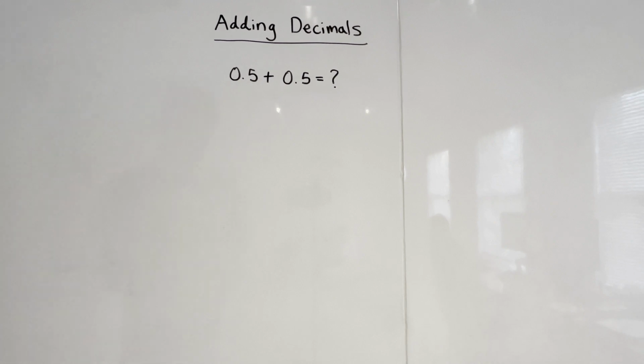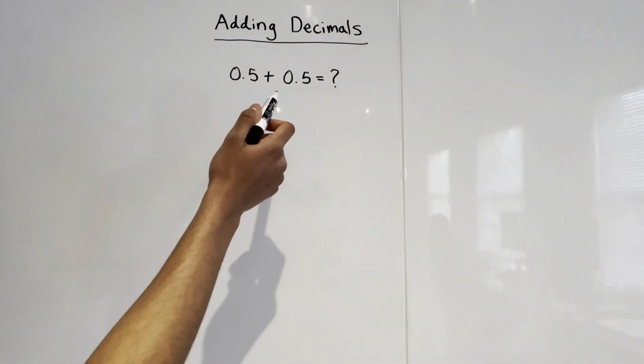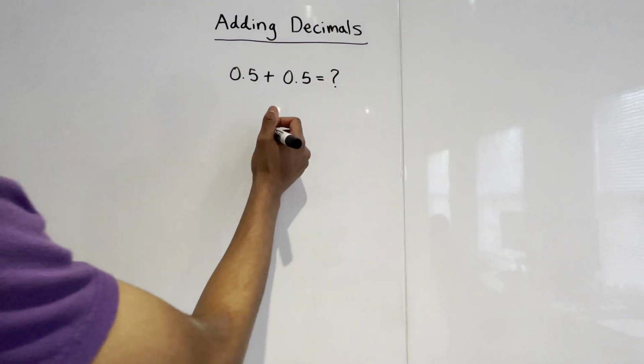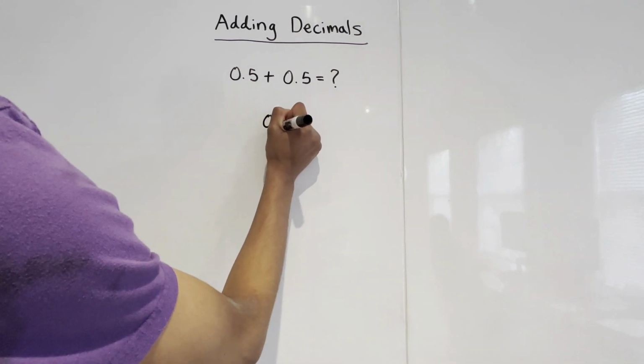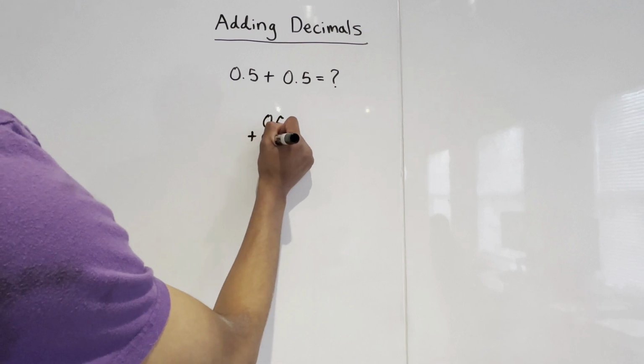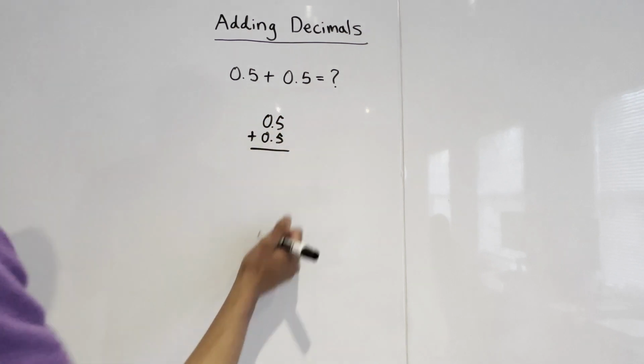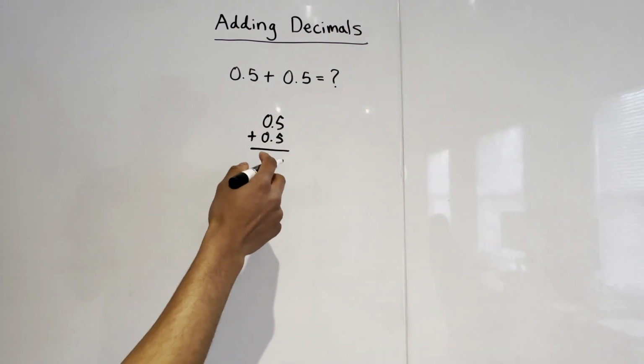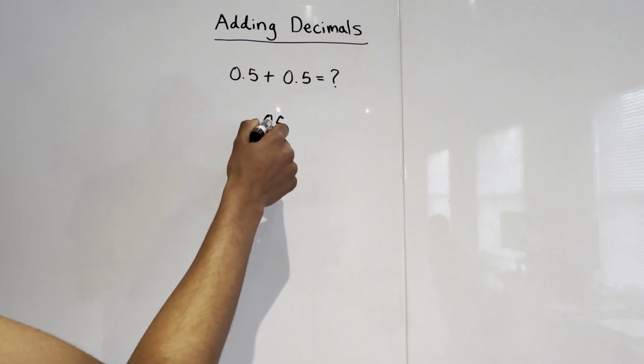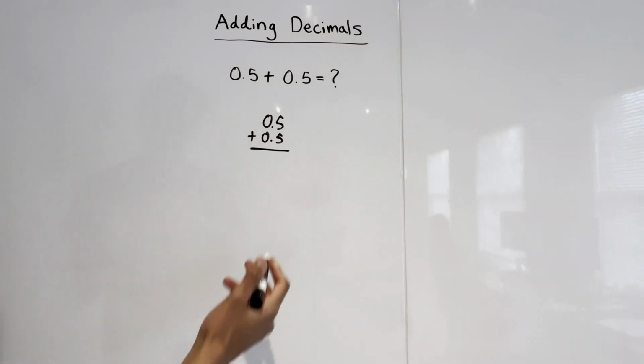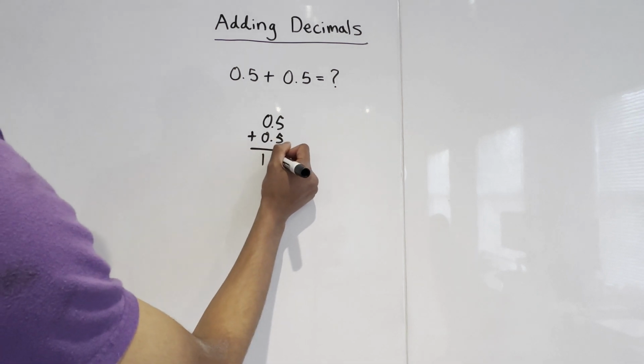All right, guys, in this video, we're going to be adding decimals. Our first problem here is 0.5 plus 0.5. And we're going to rewrite this in addition form. So 0.5 plus 0.5. And what we're going to do first is just act like this is just 5 plus 5 and ignore the 0 and the decimal point. So 5 plus 5 is 10, so we just write 10.